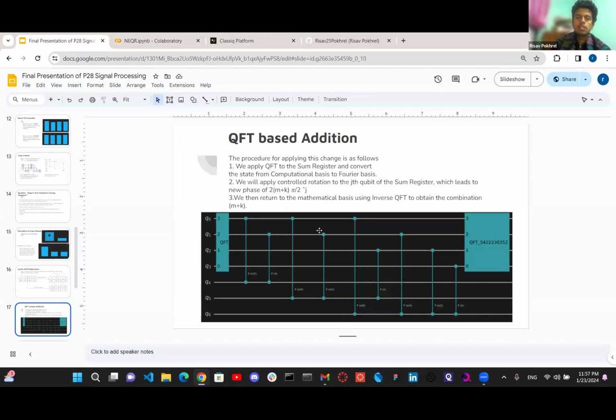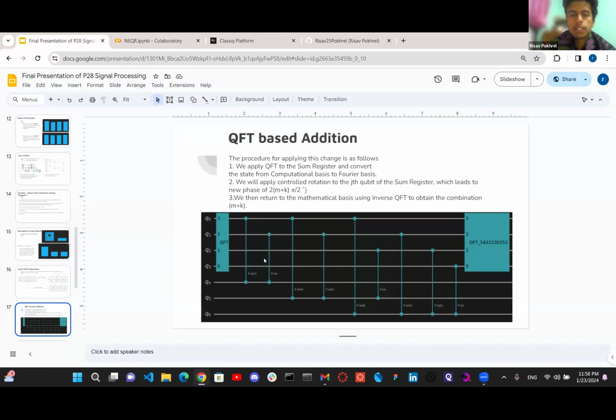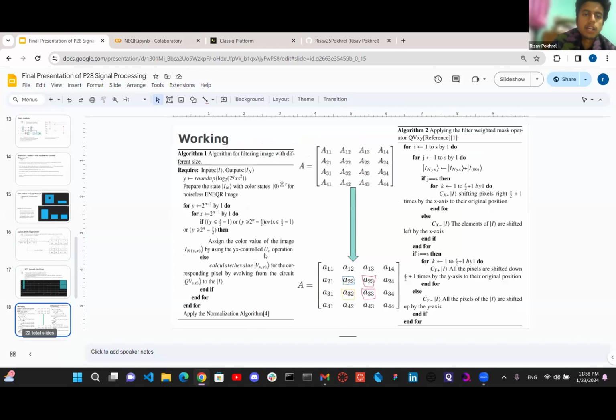Now for the QFT, for the addition we use the QFT-based addition, which is already provided by the Classiq platform. Now the working of our algorithm: we first have this image. We are just considering this 4x4 image with a 3x3 kernel, so we are leaving this boundary as it has missing rows and columns. For this, A11 and A11 copy with each other, and everything goes like this. For A22, it copies according to the kernel size: A11, A12, A13, A21, A22, A23, A31, A32, and A33, and keeps them in this value, and similarly it goes through this.